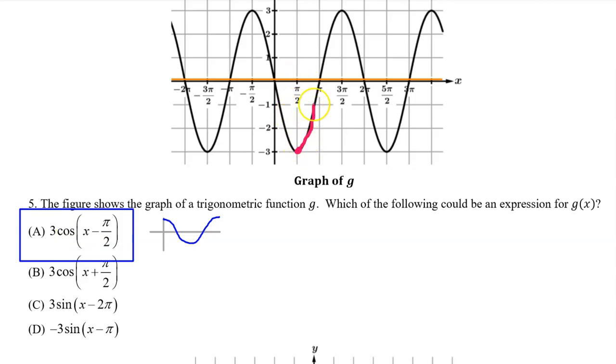However, if I trace out a period starting at positive pi over 2, I get an upside down cosine function, not a right side up cosine. So a cannot be the answer.